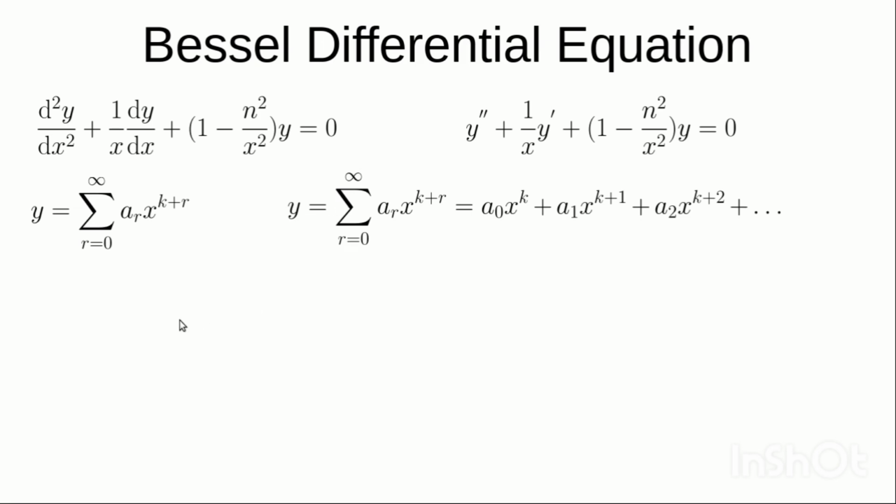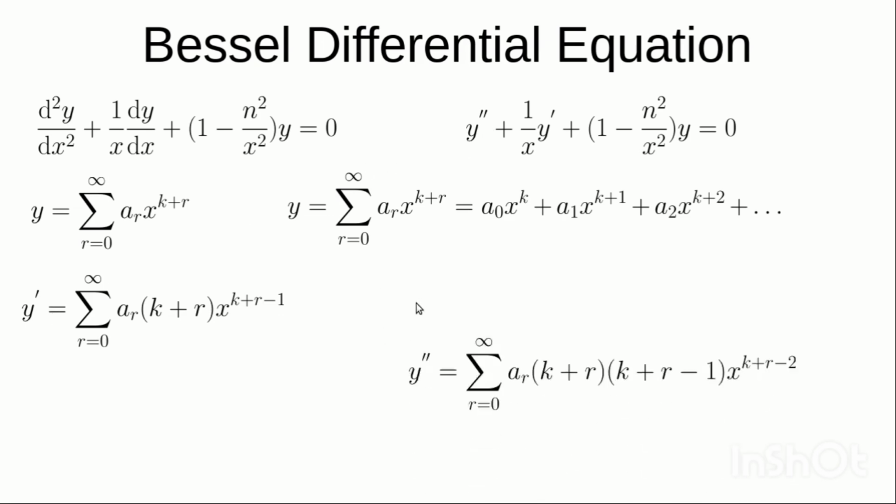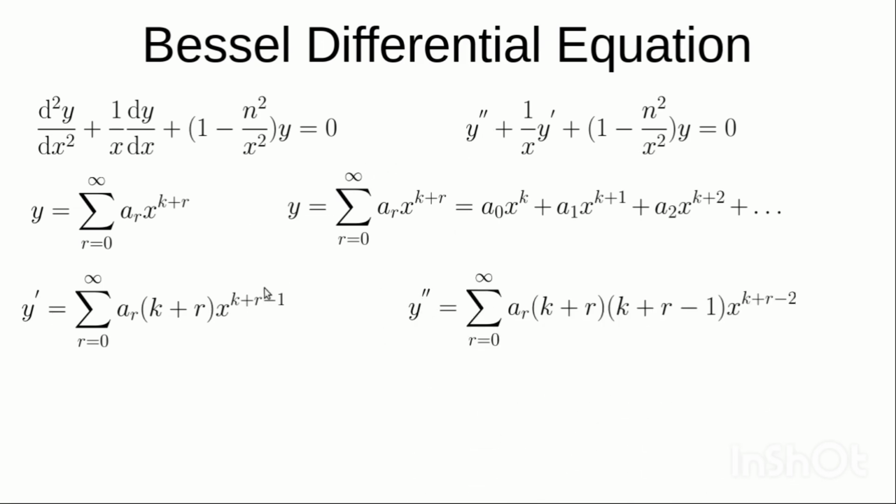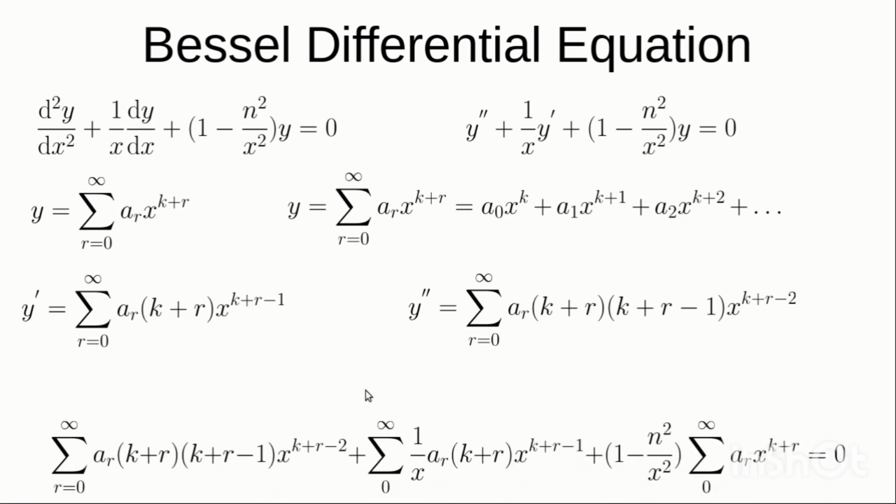So let's see. If we differentiate this expression with respect to x once, we have y prime equal to this: k plus r, we go back, just like you differentiate x, we have x raised to k plus r minus 1. If we differentiate the second time, we get y prime prime equal to this one. We multiply by k plus r minus 1, then x raised to k plus r minus 2. Now we can substitute this and this into this equation to get this expression.